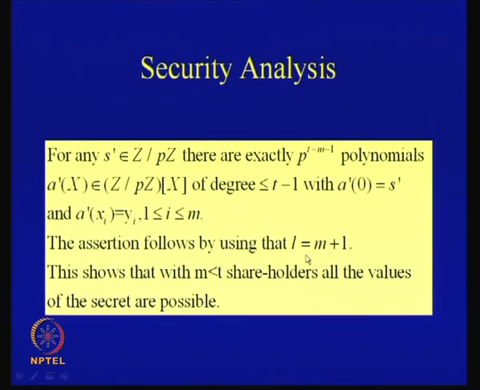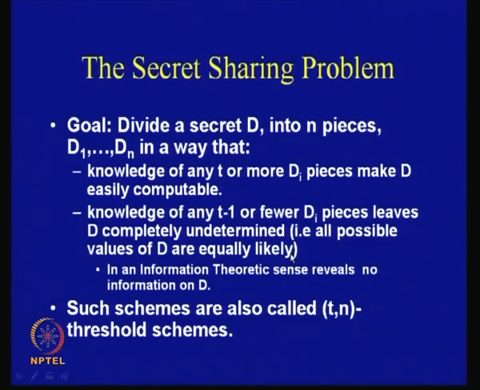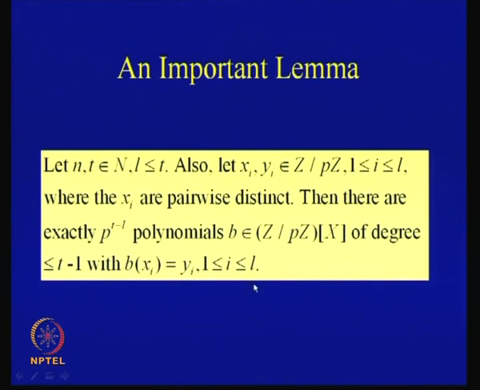So, if you plug in L equal to m plus 1, and you know that lemma 1 says that there are p to the power of t minus L such polynomials, that means there are p to the power of t minus m minus 1 polynomials which are possible, right. So, what did the first lemma say? The first lemma said that there are exactly p to the power of t minus L polynomials, where all these values are satisfied for all these L values.